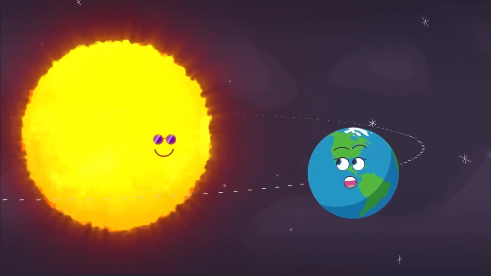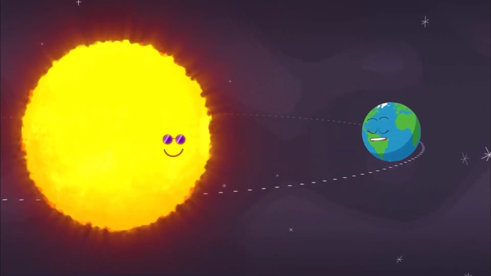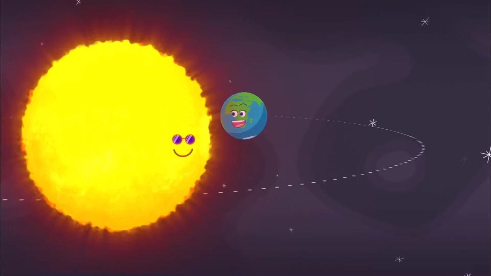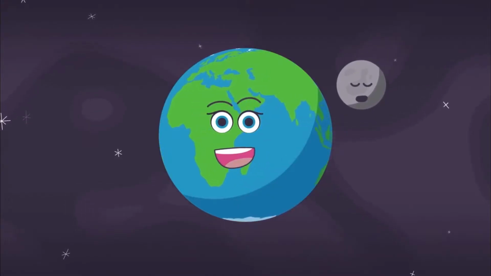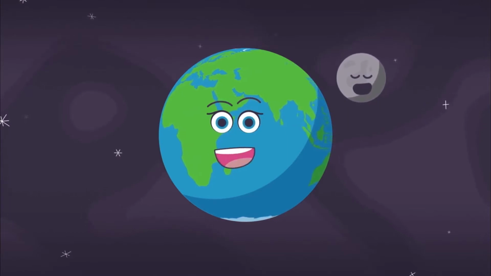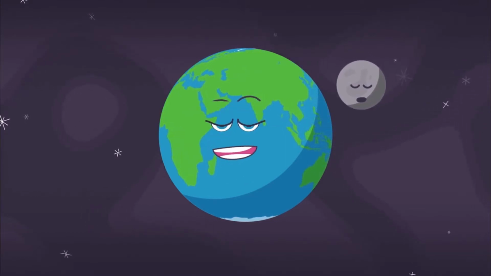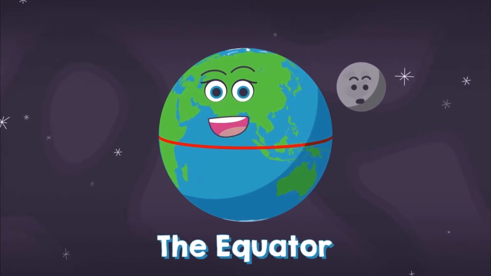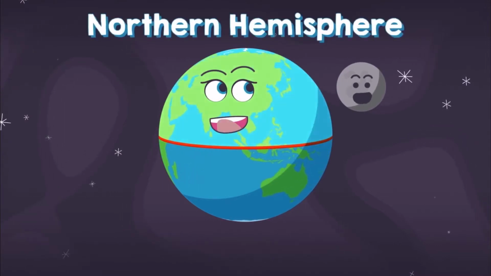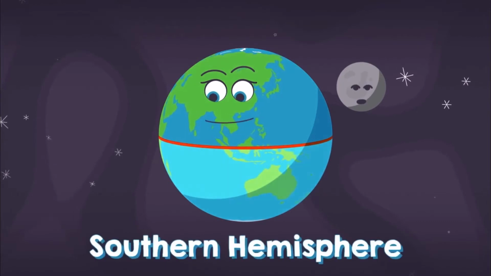I orbit around the sun. Not that fast. It actually takes me a year. There's an imaginary line that runs around my middle, which is always closest to the sun. There it is, the equator. It marks the difference between my 2 parts, the northern hemisphere and the southern hemisphere.